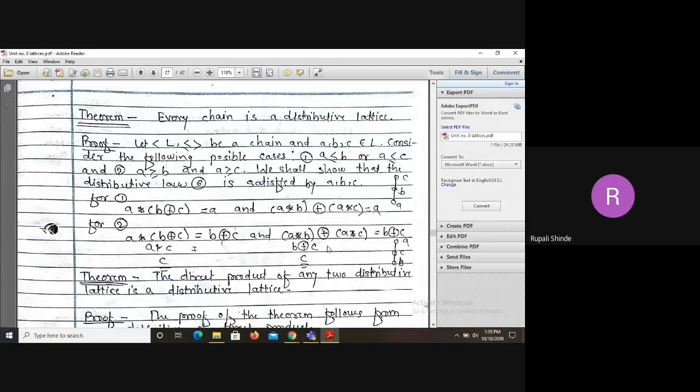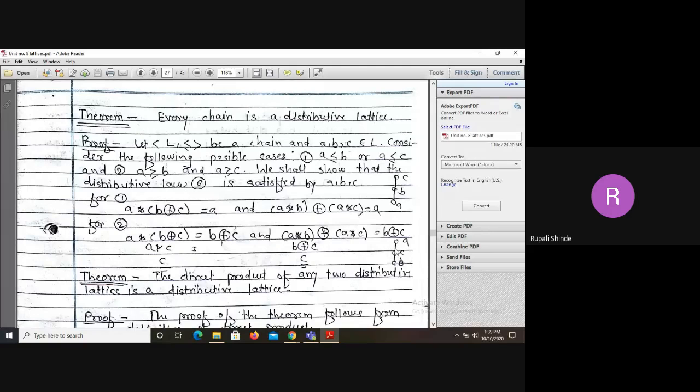Now check for RHS. Here we have to apply the distributive property as (A star B) XOR (A star C). Now the value for A star B is the greatest lower bound of A and B, which is B. Correct. XOR A star C.